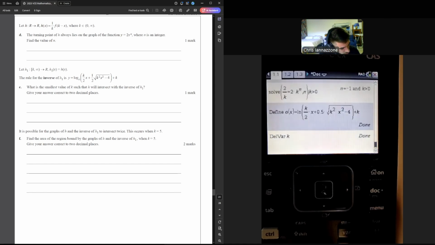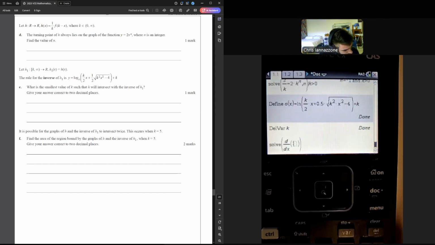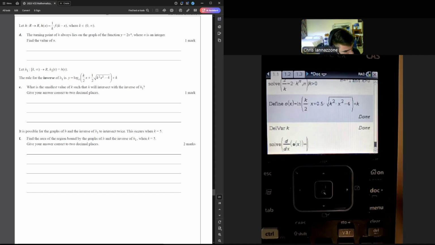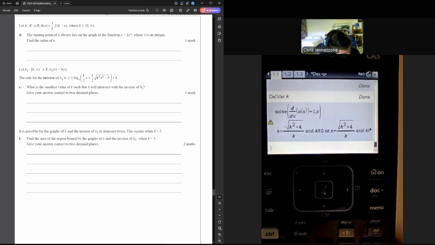So, menu 3 1, we want the derivative of... it shouldn't matter what function you choose. Sometimes the CAS can play up depending on which one you choose to do. It doesn't really matter at the end of the day. Both functions should be intersecting the line y equals x, so it shouldn't matter which one you do. But okay, derivative of the inverse in this case is equal to 1, comma, x.